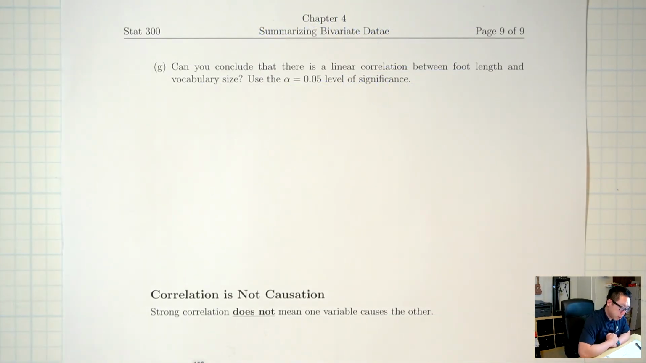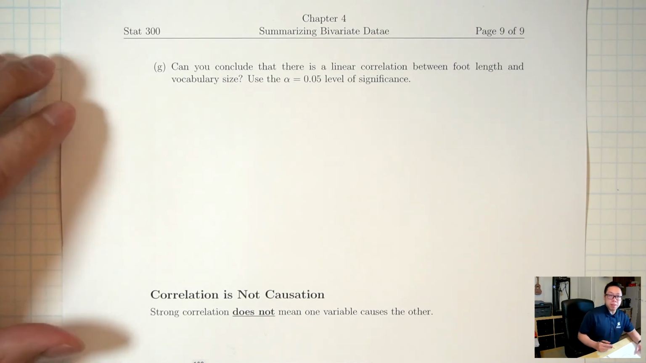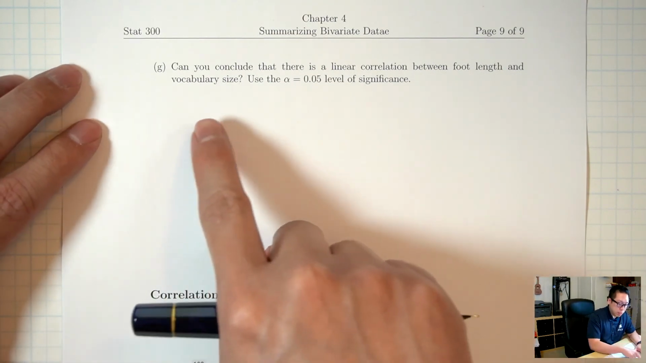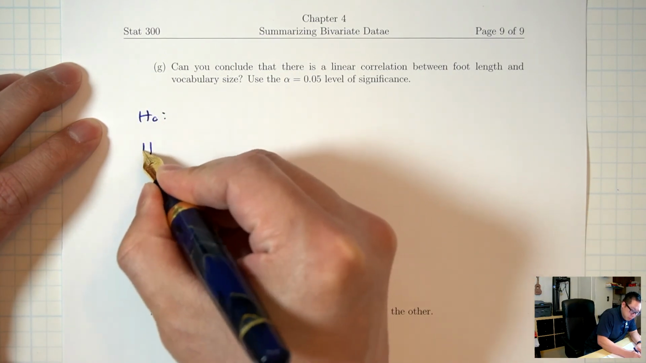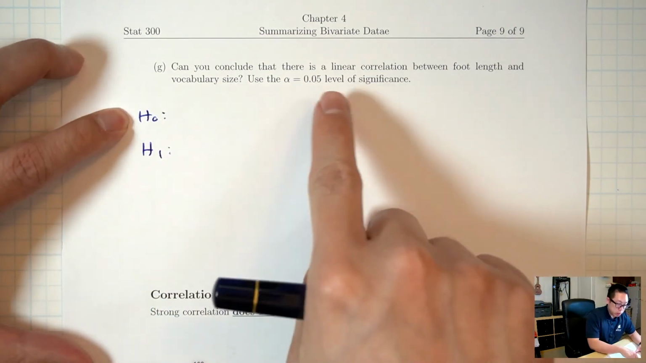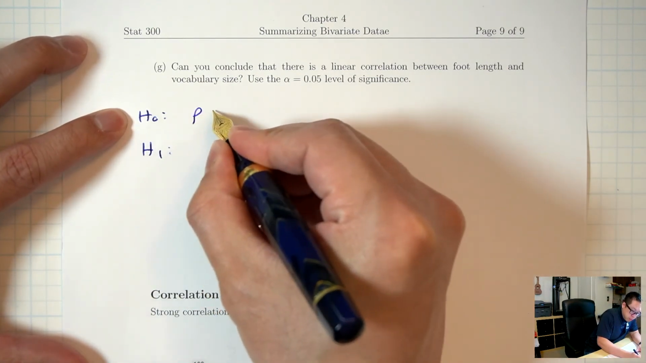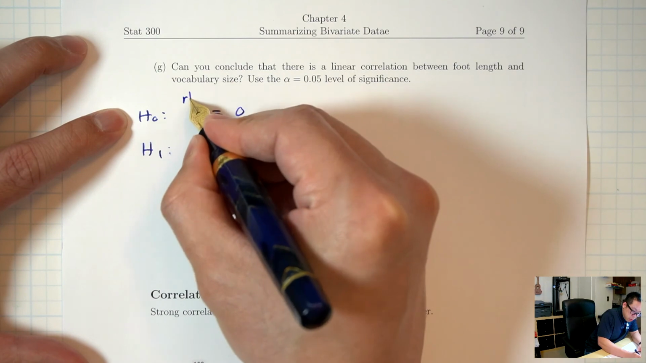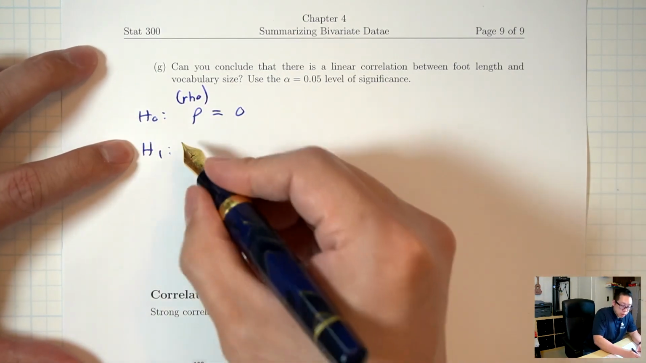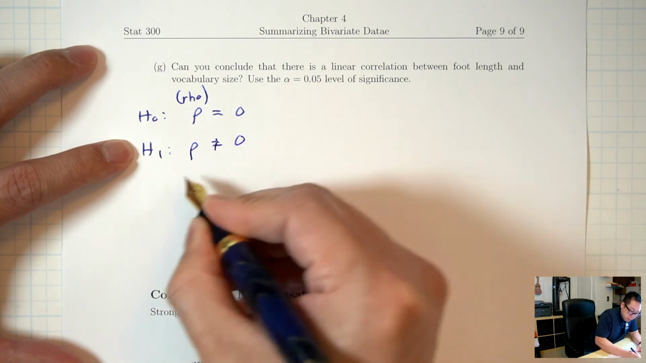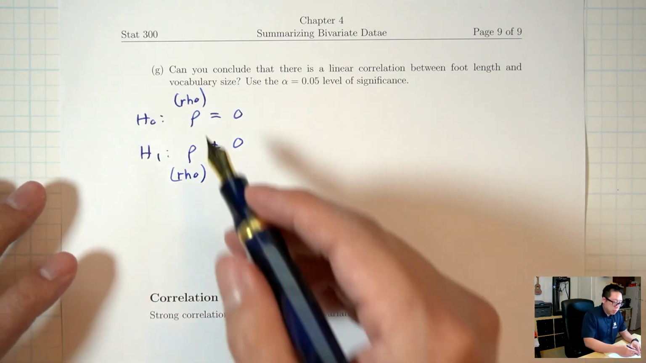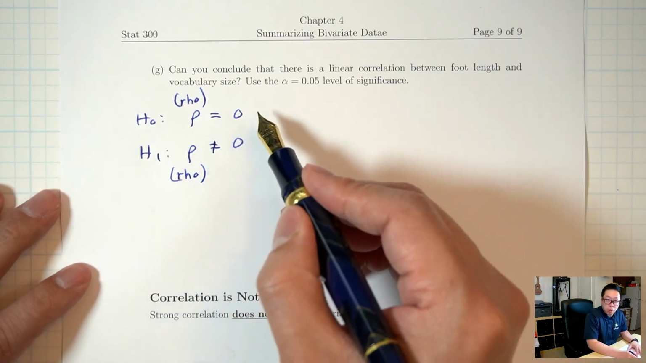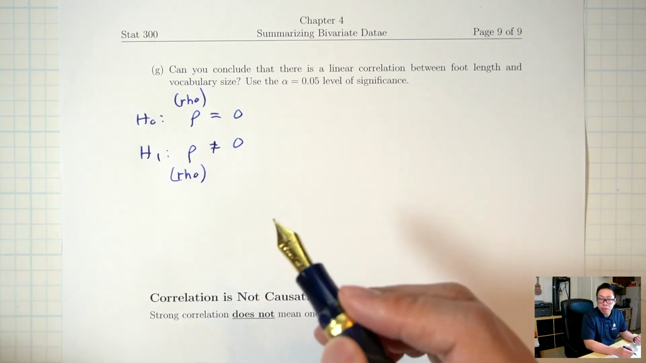Part G. Can you conclude that there's a linear correlation between foot length and vocabulary size? This is the hypothesis test. For the hypothesis test for a test for linear correlation, I'm only going to ask for the H0, H1, the p-value, and the conclusion. The H0 for a test for linear correlation is going to say rho equals 0. Okay, this is the Greek letter rho. H1 is going to say rho not equal to 0. Think of these rhos as R's. R equals 0, that means that there's no correlation at all. R not equal to 0 means that there's some correlation.